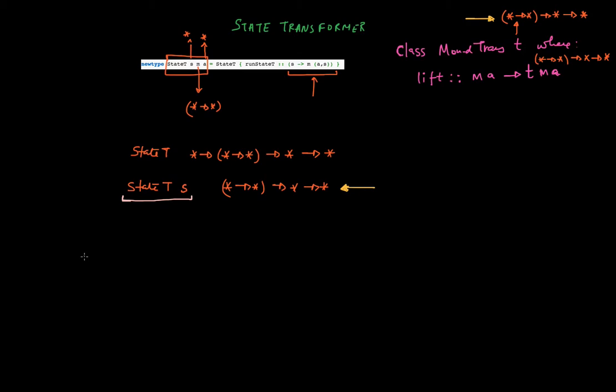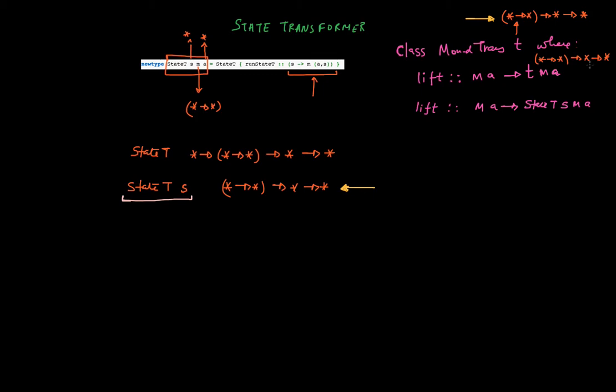So if I make StateT s an instance of the MonadTrans type class, I must then provide the implementation of the lift method. Everywhere I see a t, I'm just going to replace that t with StateT s. If I rewrite the type signature for my lift, in place of t I write StateT s m a, and let's provide the implementation.